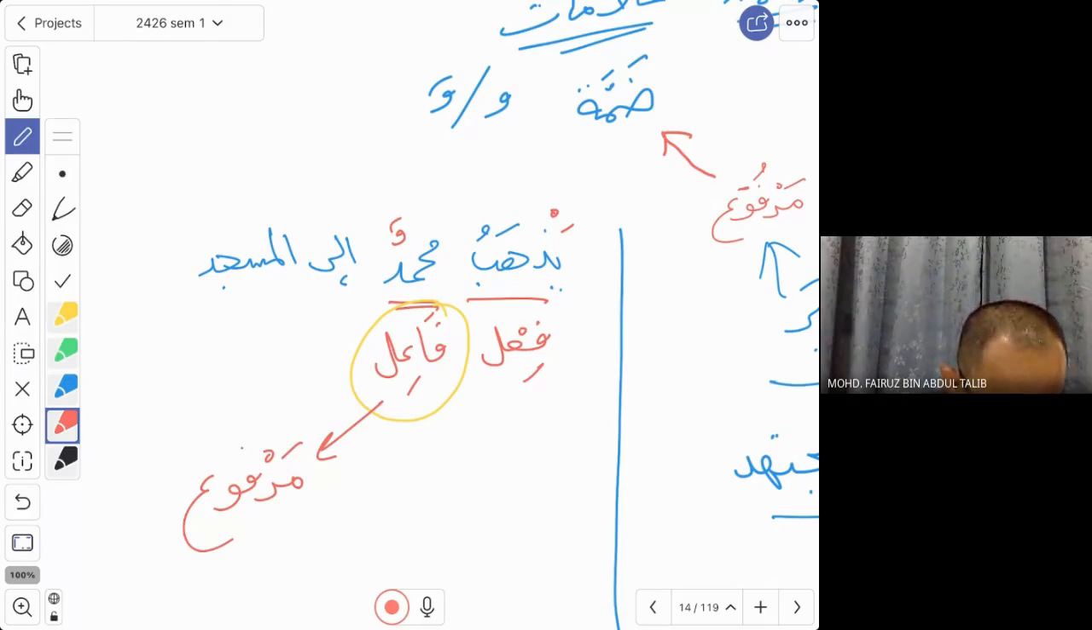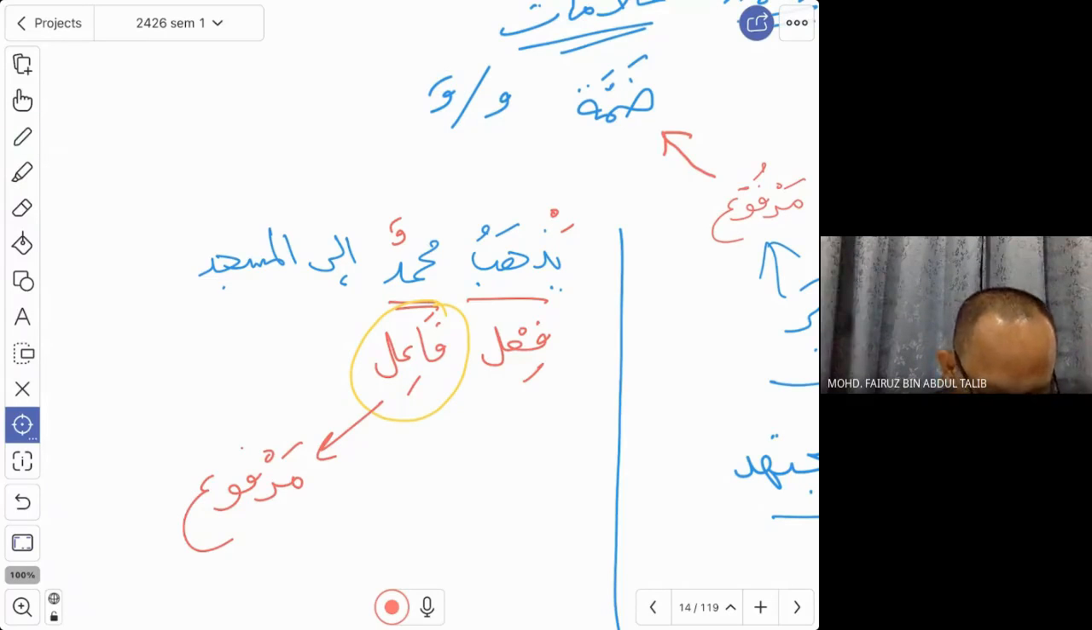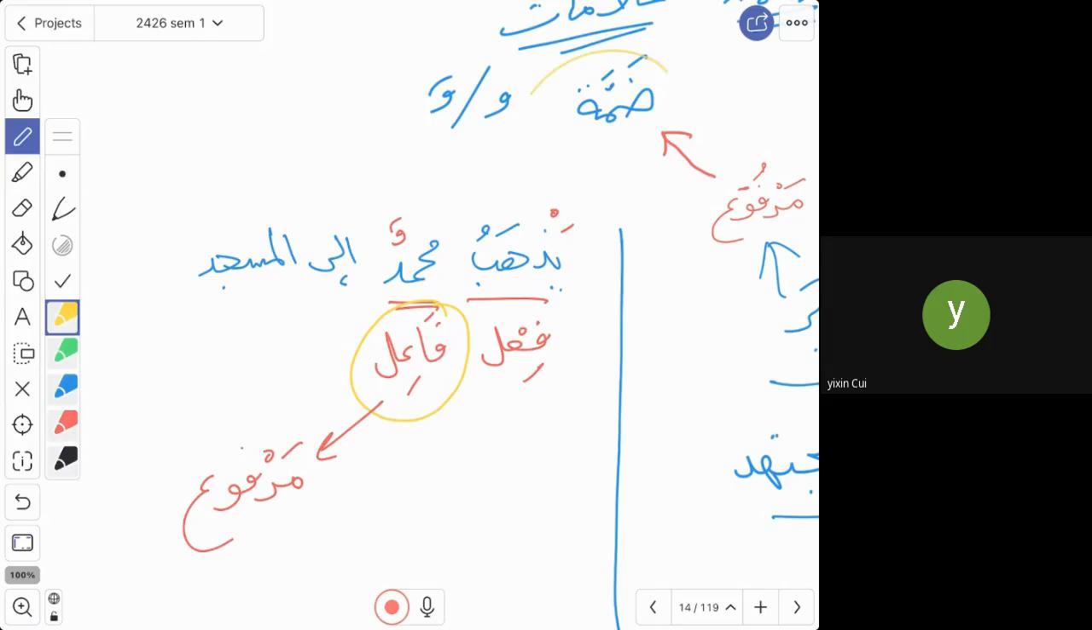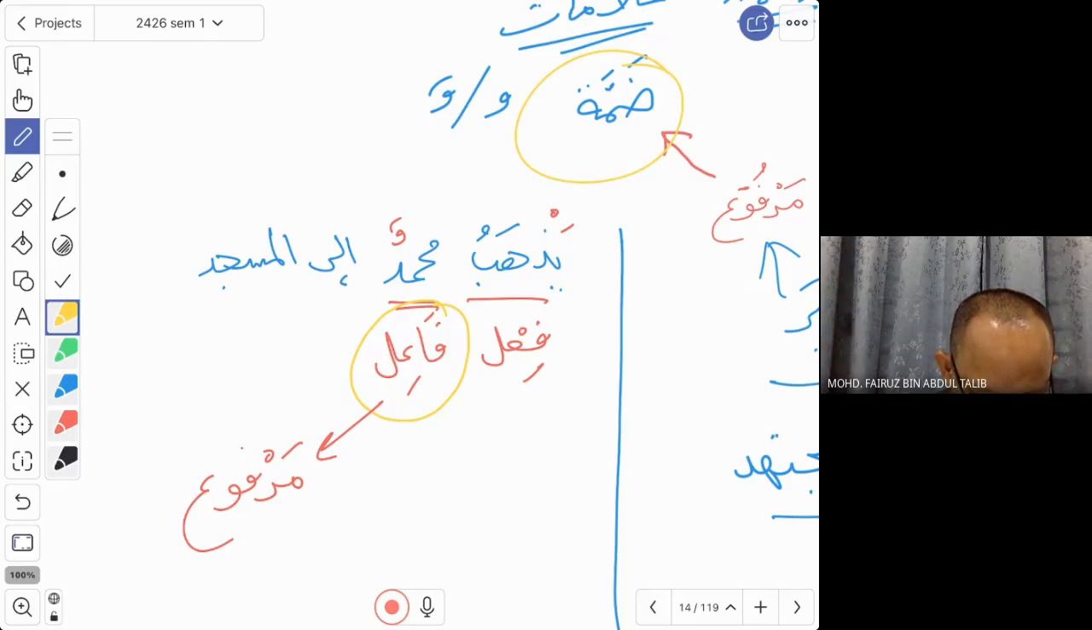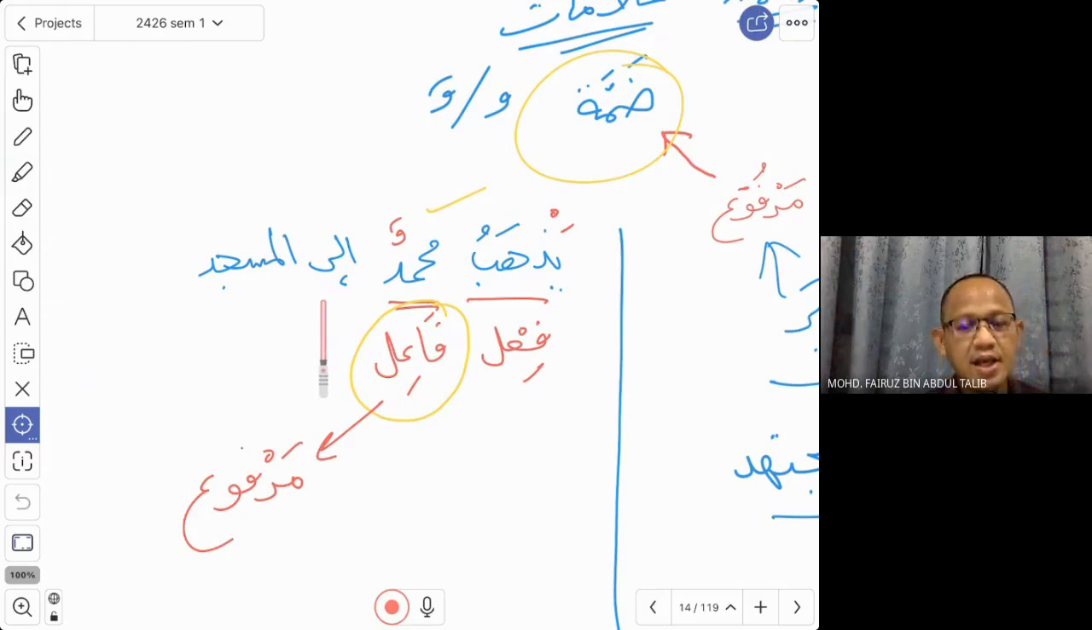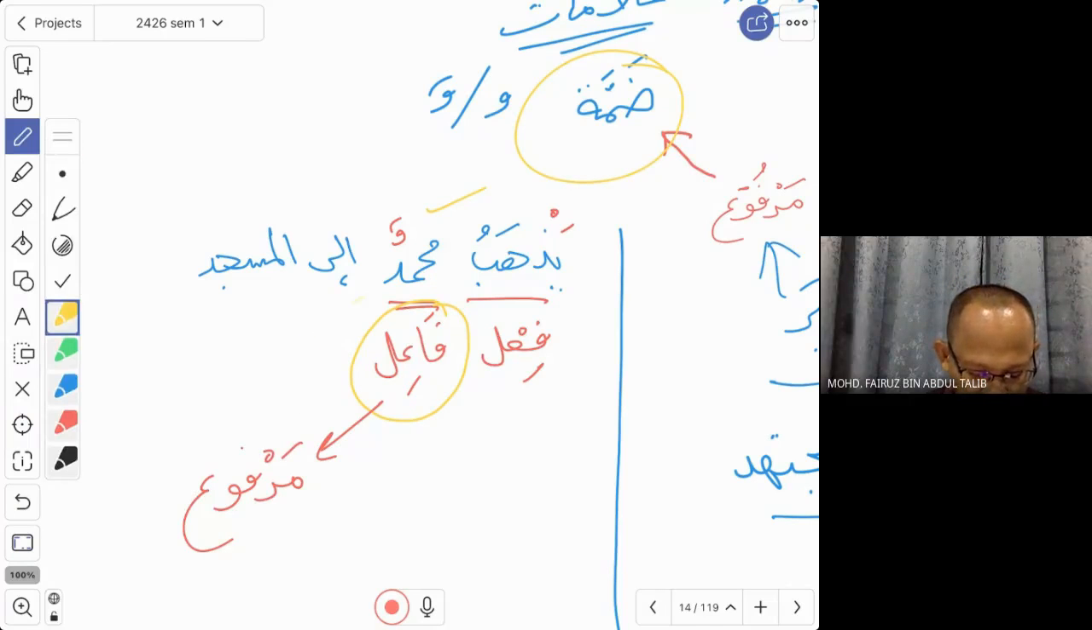So when fa'il is marfu, of course, it will end with a dhamma. That's why you say yazhabu Muhammadun. So now you are correct. Okay, so far it is correct. Now, next we look at the next word. This is ila. Ila is harful jar.